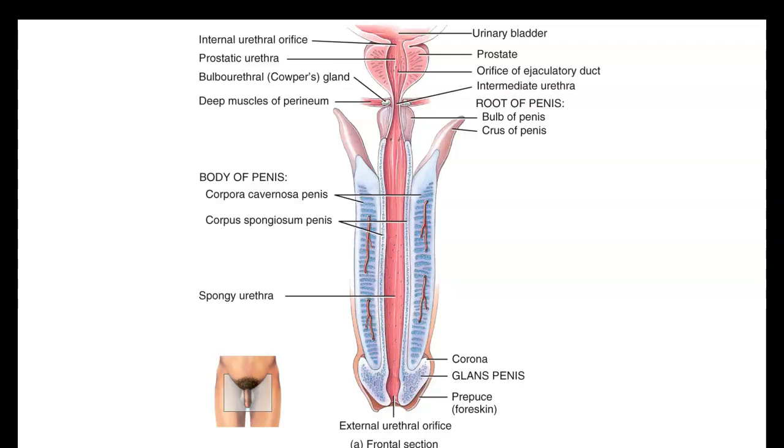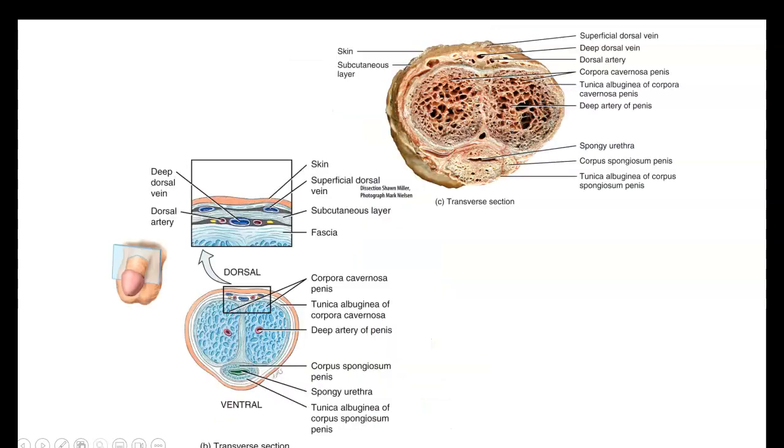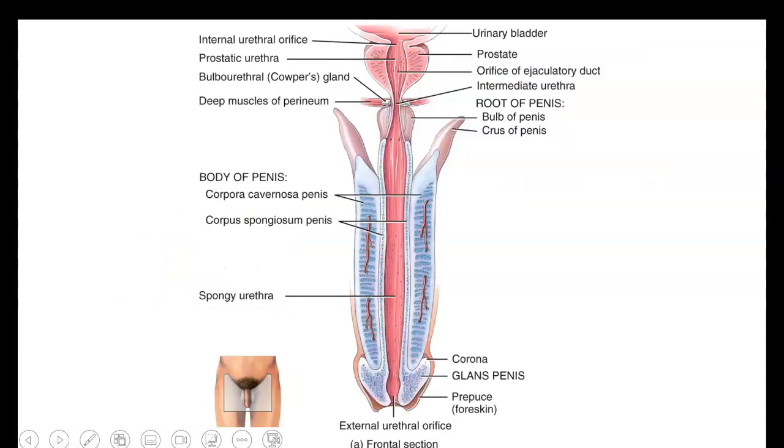Here's another view as it's going down, and so you see it's coming in from behind that urinary bladder. You've got your internal urethral orifice. It comes through the prostate where it becomes the prostatic urethra. So it becomes that prostatic urethra there. And so it's going to put in the prostate fluid.